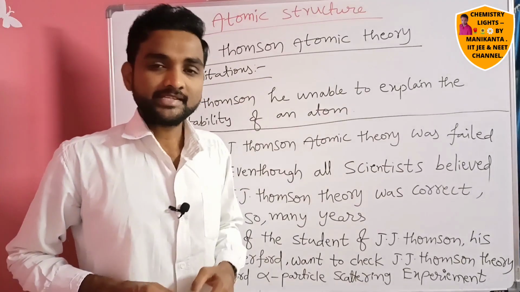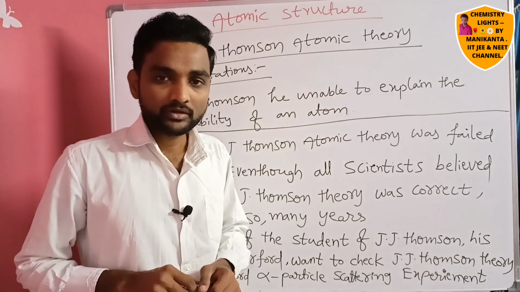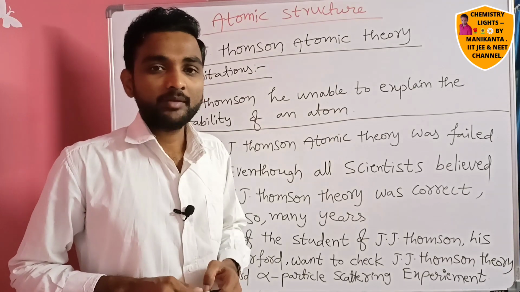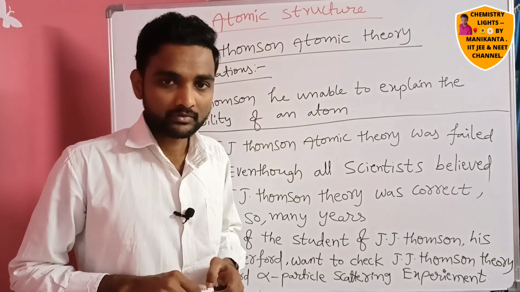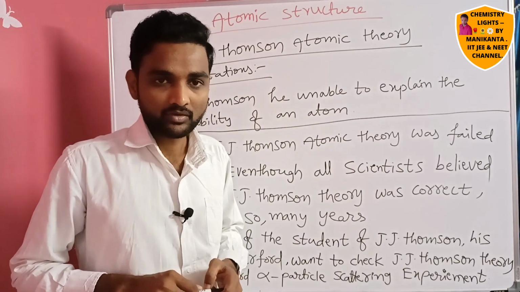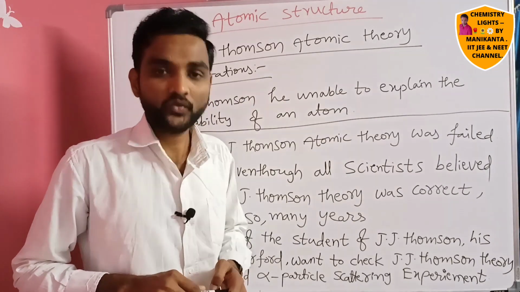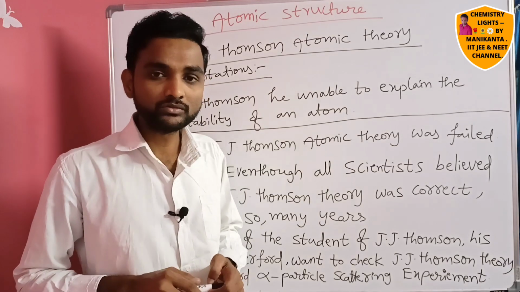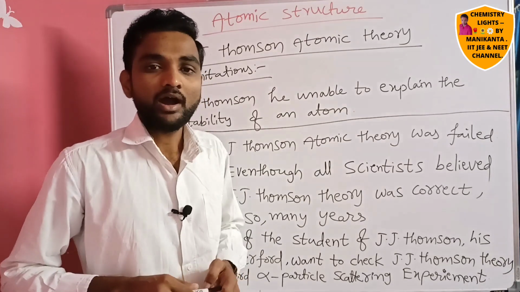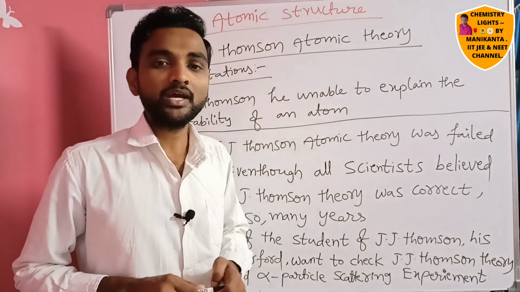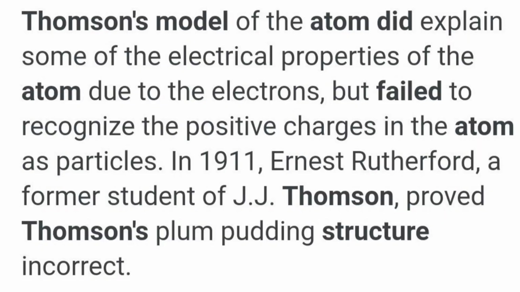Okay, in yesterday's class, I explained about J J Thomson's atomic model and its limitations. Why did J J Thomson's theory fail? Mainly because Thomson was unable to explain the stability of the atom. So J J Thomson's theory failed.